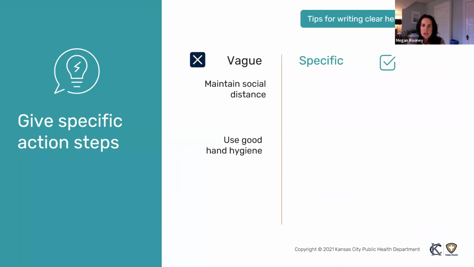And then our 4th strategy is to keep your action steps really specific. So instead of saying things like maintain social distance, use good hand hygiene, you might say something like, in public places, stay at least 6 feet away from other people. It's about the width of a car. We can talk in a future training more about how to explain numbers like 6 feet away by using little comparisons like that.